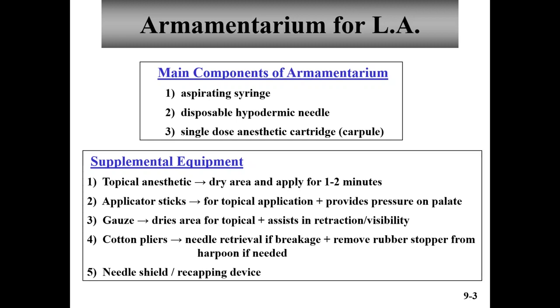Most exposures following local anesthetic are made during needle recapping. So you always want to have a shield or some sort of recapping device. And here at the dental school we use shields. We just use a piece of cardboard.